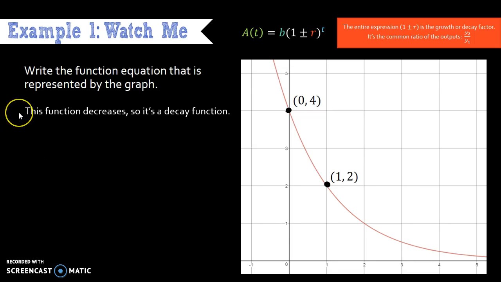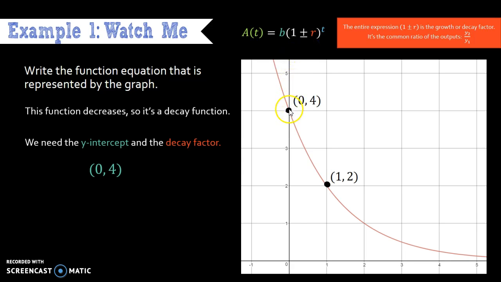This function is also decreasing, so I know that it represents decay. That means my entire value inside the parentheses is going to be less than 1. We need to go find our y-intercept, and we also need to find our decay factor. Our y-intercept is going to be the place where the graph crosses the y-axis, and that happens to be labeled for you at the point (0, 4).